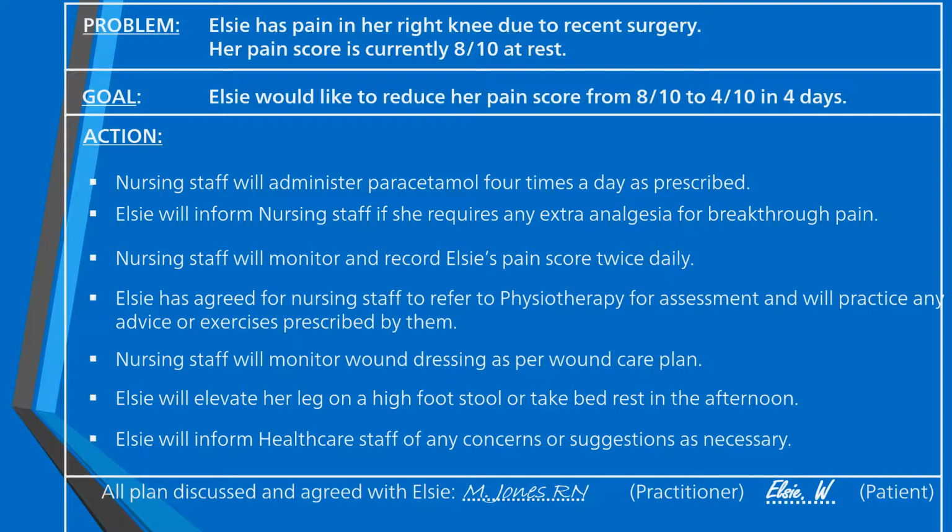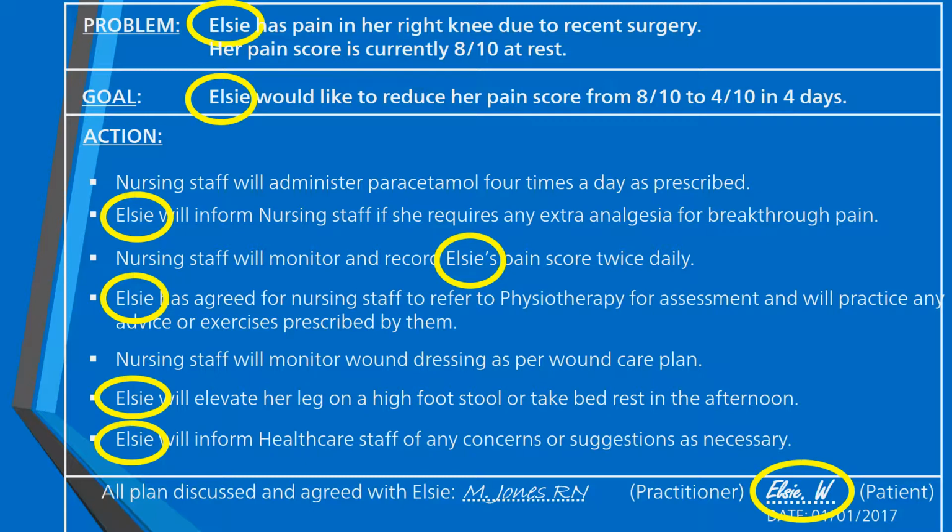In practice, of course, there would be a section to write the patient's identifiable information, but we haven't got this on this example here. And at the bottom, all plan discussed and agreed with Elsie, and we've got the signature from the practitioner and the signature from Elsie, and we've dated it. Also note how many Elsies we've got in there. But I've not just written Elsie just for the sake of writing Elsie. It's incorporated into the plan. It's definitely Elsie's care plan.